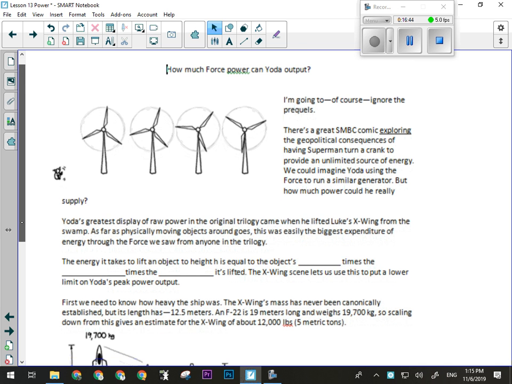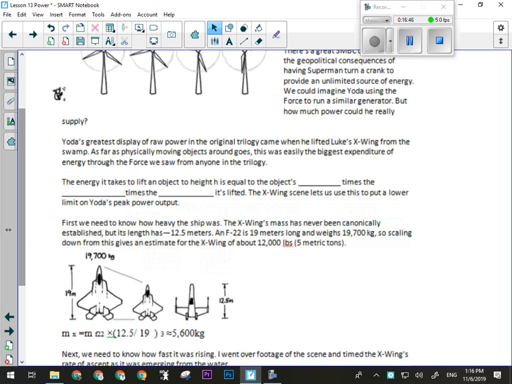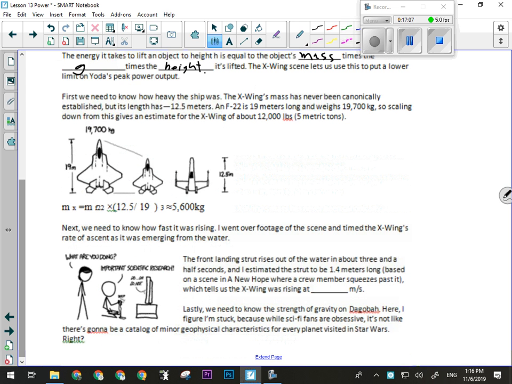So the energy that it takes to lift an object to a height is equal to the object's what times what times what? It's mass, times the acceleration due to gravity, which we'll just call g, times the height that it's lifted. And the X-wing scene lets us put a power limit on Yoda's peak power.